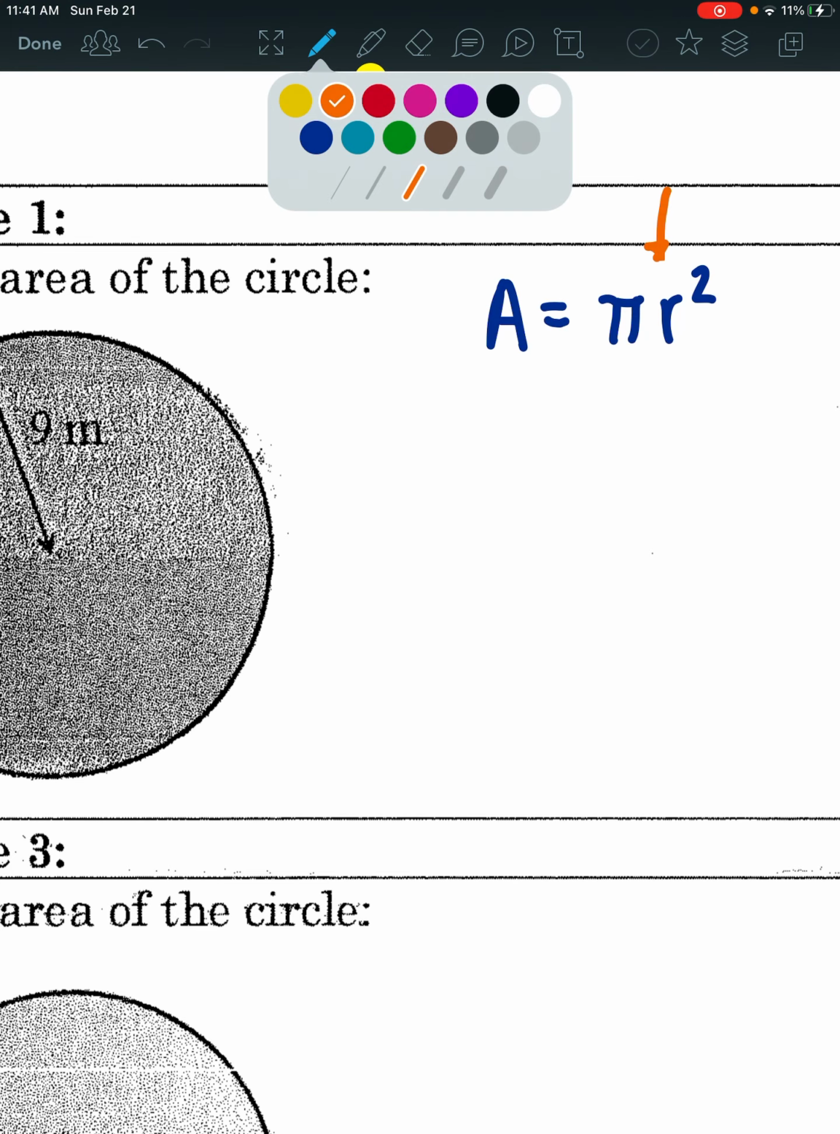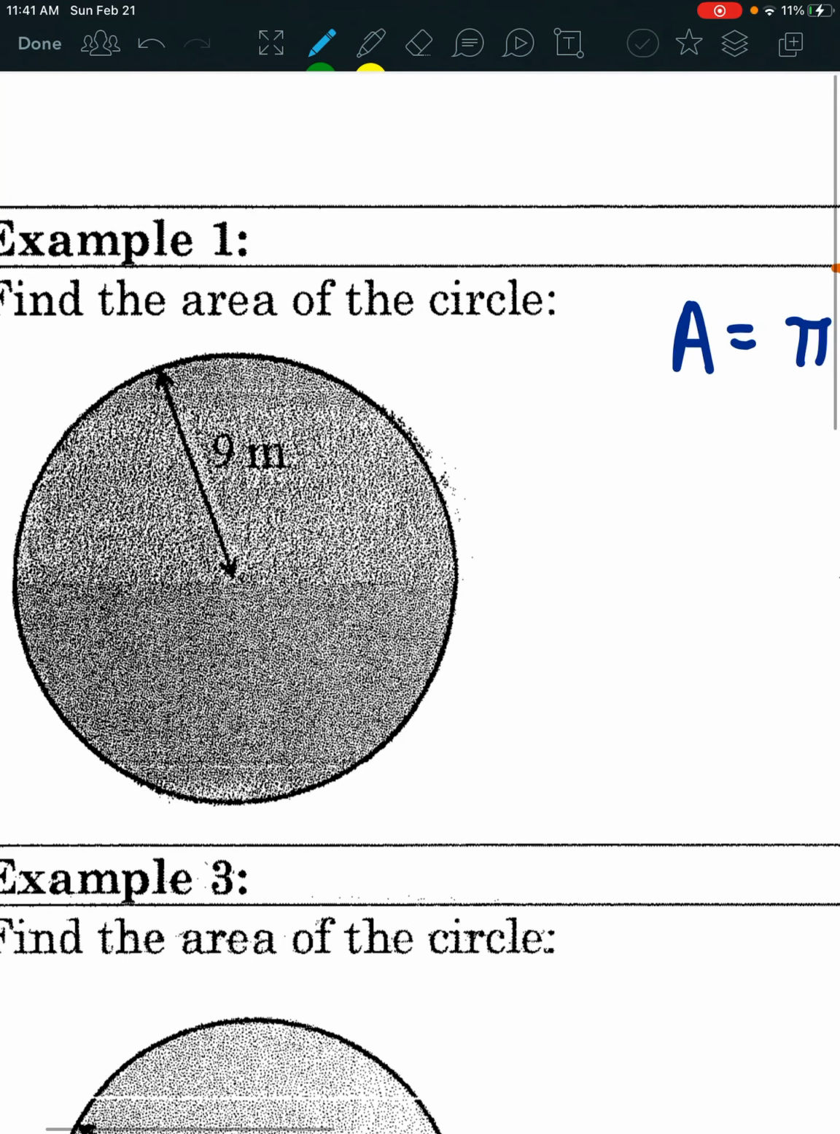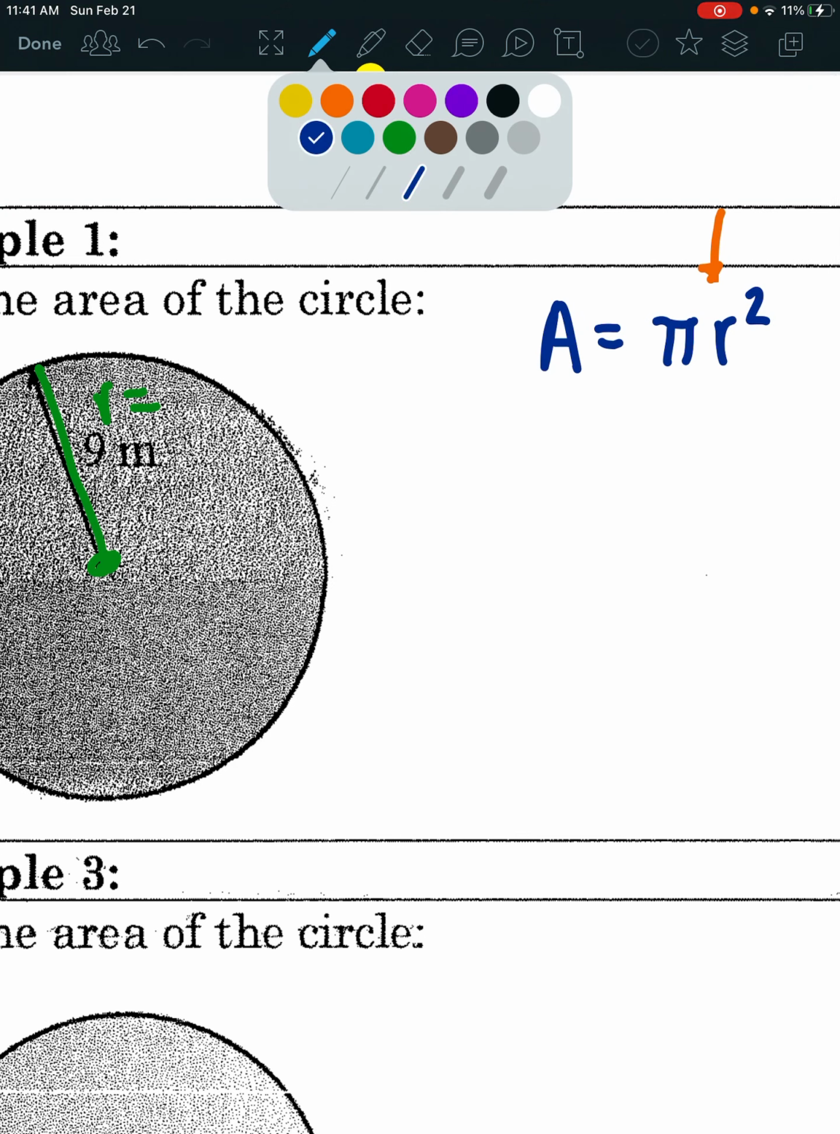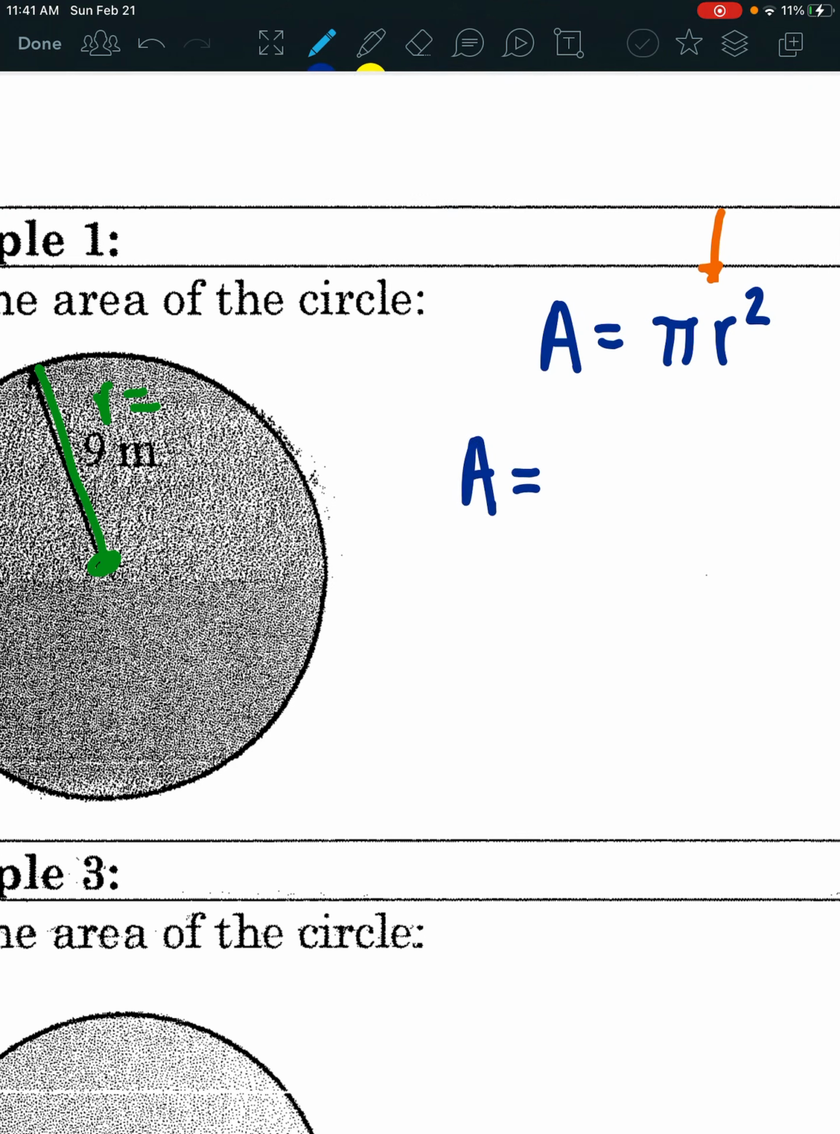So in this scenario, we always ask ourselves, what are we given? We have from the center to the outside of the circle, so this is our radius. So when we're given the radius, then we can just plug that into the formula. So area is pi times, we have 9 squared.